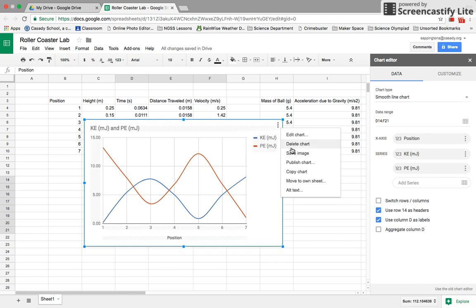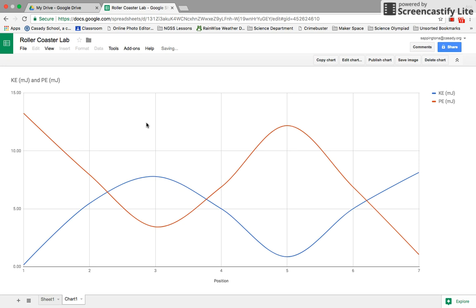We're going to move that to our own chart, move to own sheet, and then you need to go in, give it the effect of the IV on the DV as your title. You need to label the x-axis; this one's done for you, position. There is no unit for that, but you do need to label the y-axis and make sure you have the proper unit in parentheses. And then you're all finished.